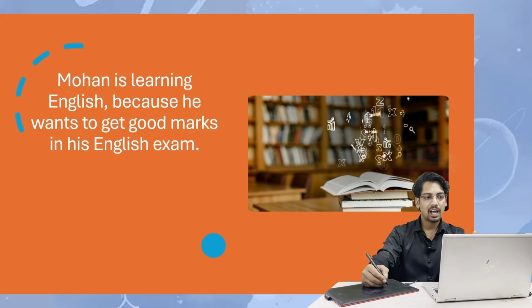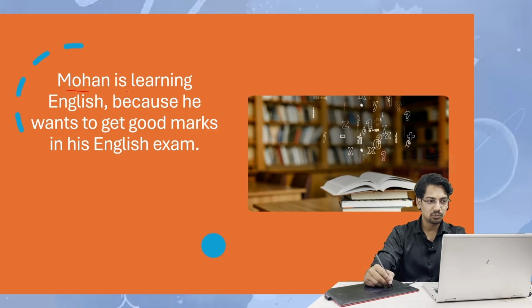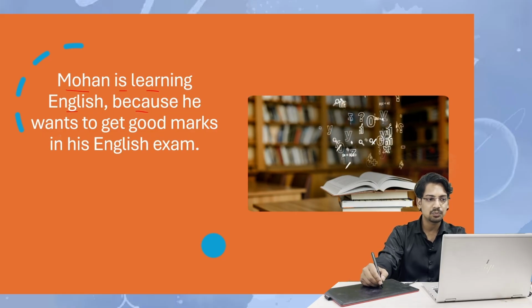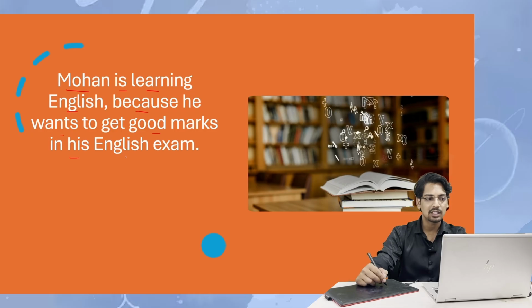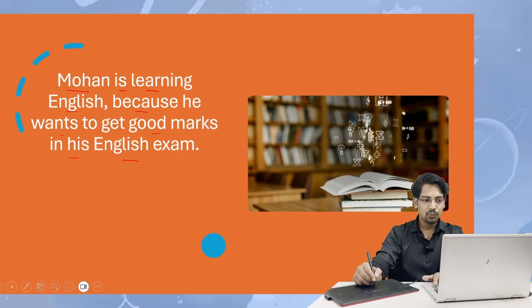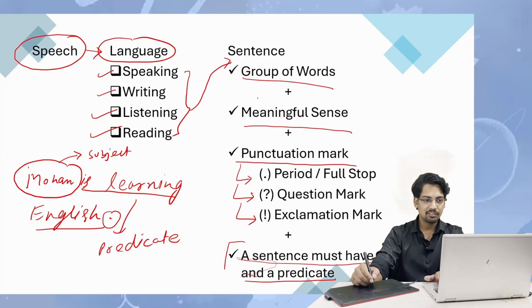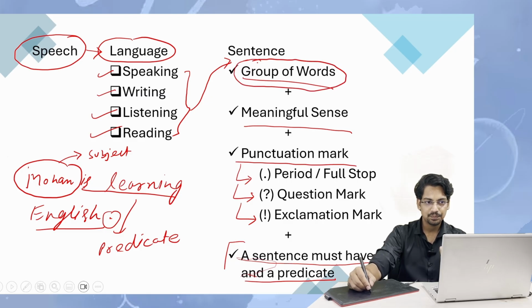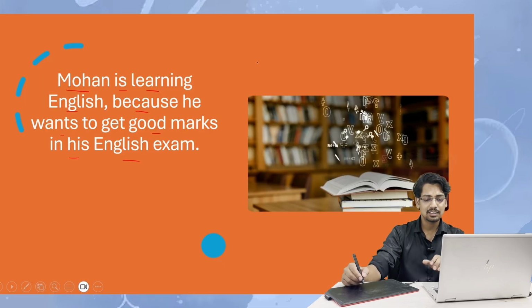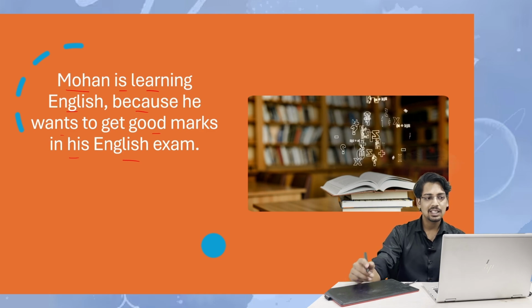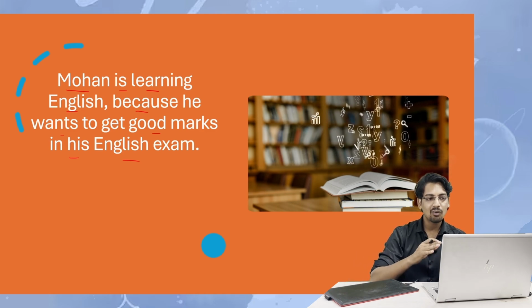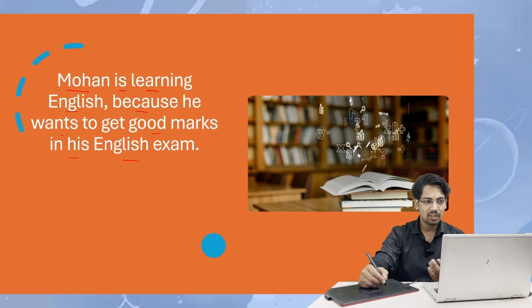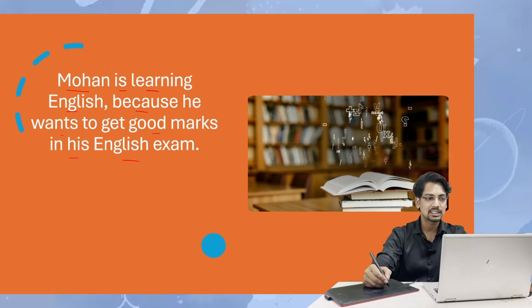I have just used one sentence, that is Mohan is learning English because he wants to get good marks in his examination. In the second slide, we saw that a sentence is a group of words. Now, why did I say a group of words? Because it is actually a group of words. Now let's learn it. What kind of words are in a sentence?